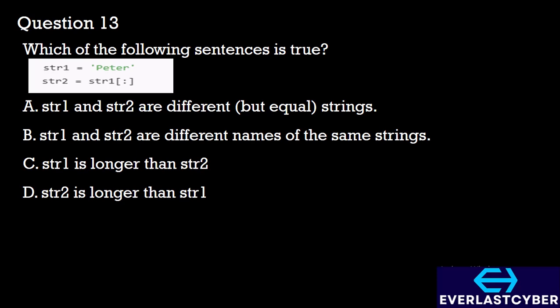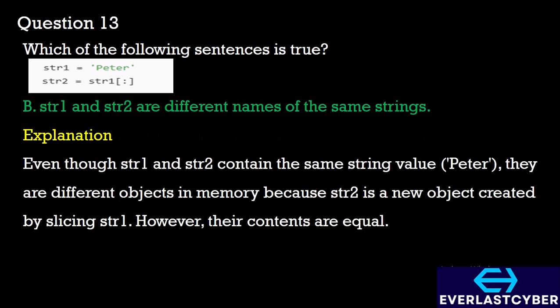Taking a look at string1, it creates a string with the value Peter, and string2 will create a new string which is a slice of string1. So the slice, which is a colon in square brackets, means take the entire string. So string2 is a new string that is exactly the same as string1. So our answer here is option B. String1 and string2 are just different names of the same string. Their contents are equal.